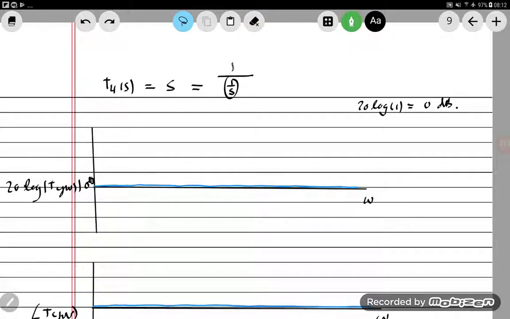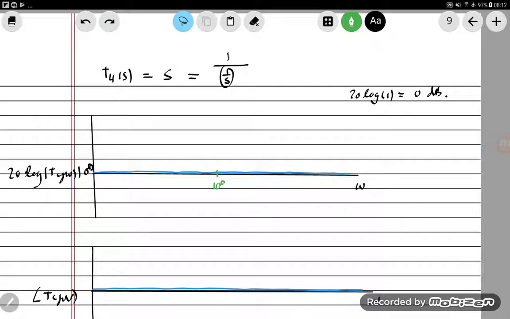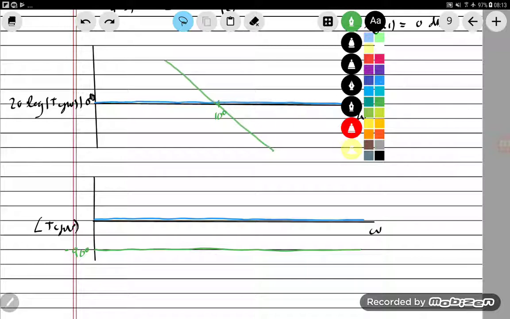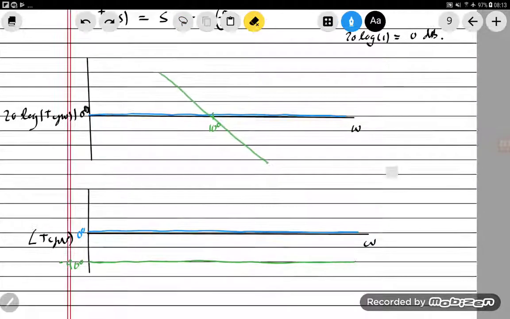How does the magnitude plot of 1 over s look? Well, if you recall, we know it goes through the 0 dB line at 10 to the 0, and it has a gradient of negative 20 dB per decade. And the phase of 1 over s was, of course, negative 90 degrees, over 0 degrees. Okay.